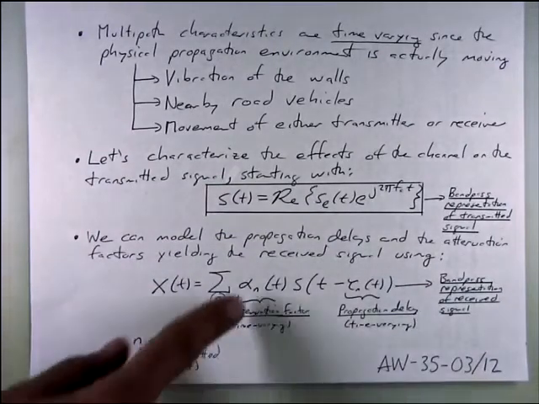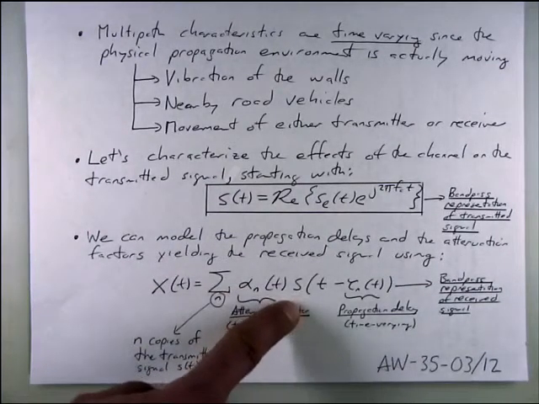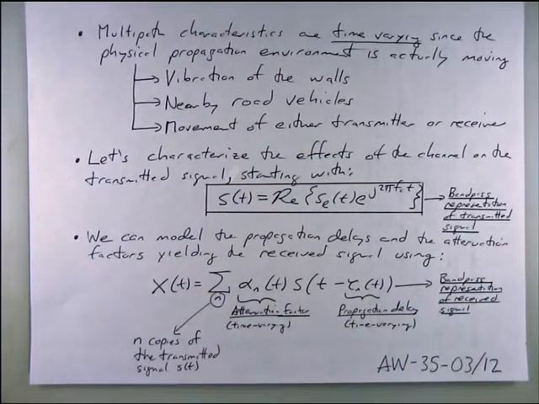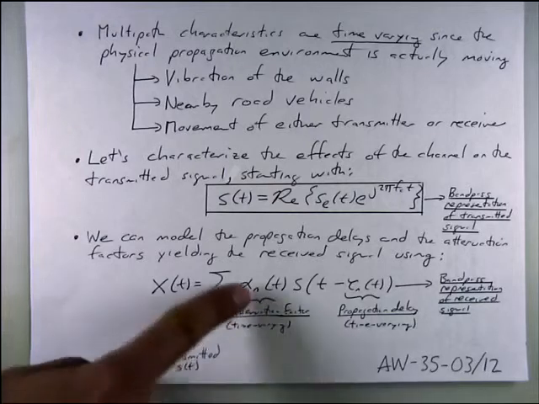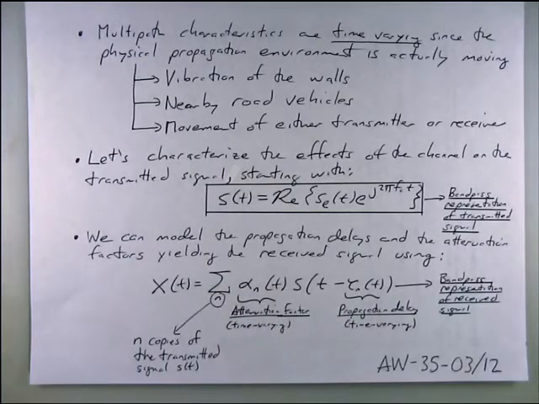How is it weighted? First of all, how are the copies defined? It's all identical, but they each have different time delays involved. And where do the time delays come from? That's the propagation delay for the different reflections in the environment. Sometimes it's within the cluster. Sometimes it could be from different clusters. And then each one's weighted by an attenuation factor, and that's time varying.